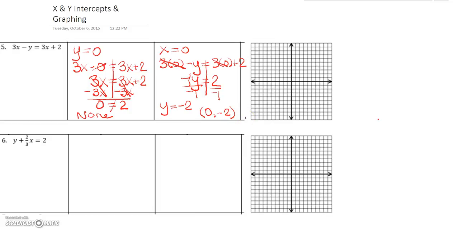Okay, so on the graph, we know the y-intercept is 0, negative 2, so I'm going to put a dot there. But since the x-intercept is none, that means I need to draw a line so that it never touches the x-axis. So the only way to do that is if you draw a horizontal line.